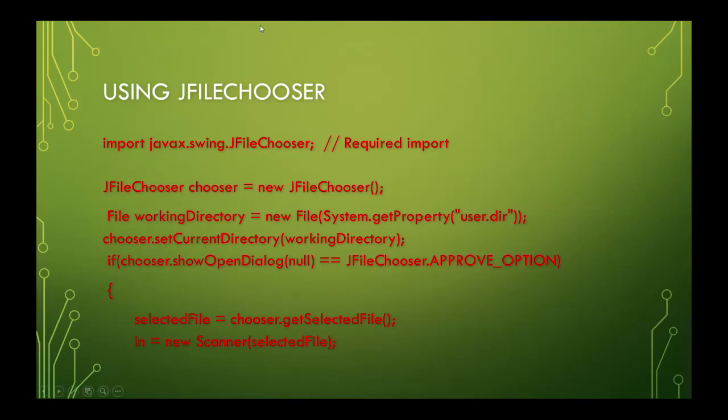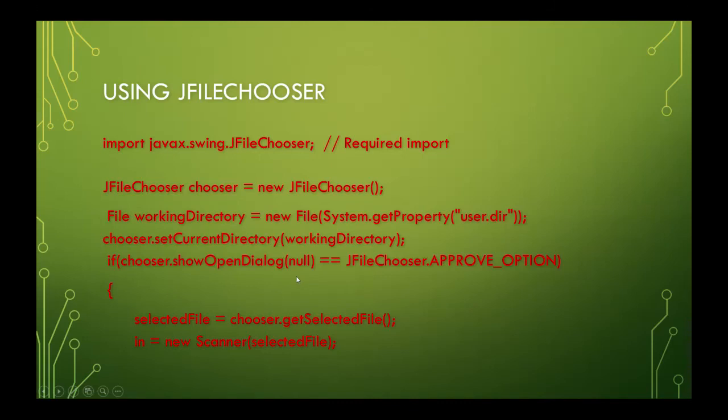So assuming the user goes ahead and picks a file here, this will be true, and then the selected file, we can get selected file from the chooser, and then we can go ahead and open it. Notice this assumes that it's a text file here, so we're going to open it with the scanner to read it. Okay? So that's a little bizarre.